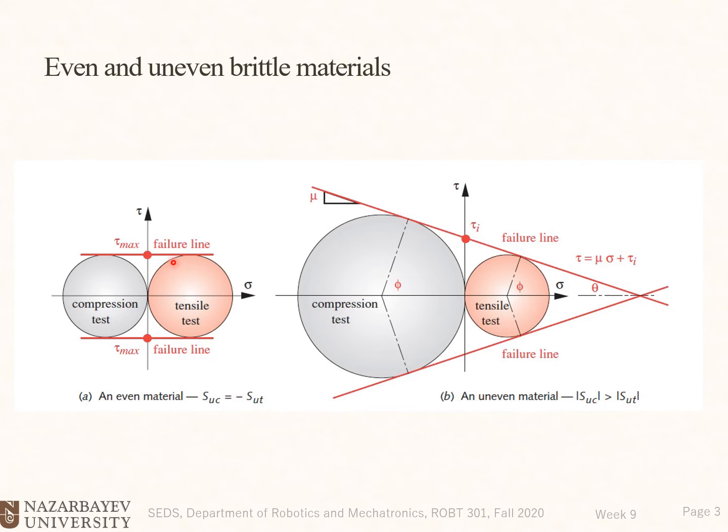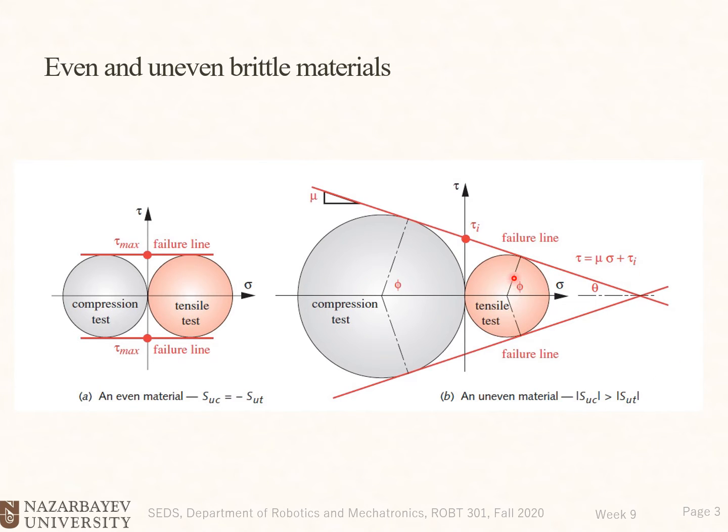So here you could see the Mohr circle. The x-axis is sigma, the y-axis is tau, and this is a Mohr circle for the tensile test and the compression test. Both have exactly equal circles. So if we connect the tops or bottoms of these circles, we see the failure line. Okay, we call it failure line.